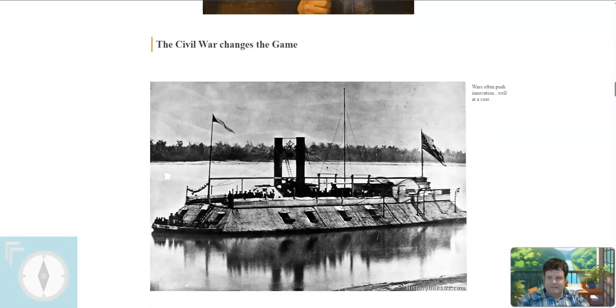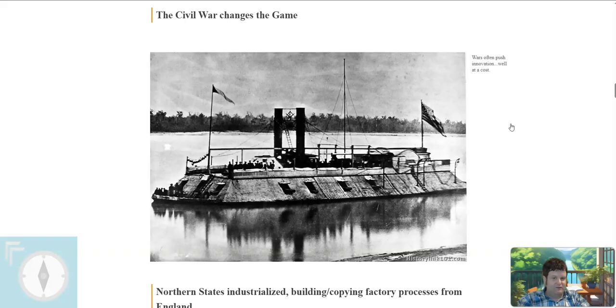Now, leading up to the Civil War, things were starting to change. But the Civil War is going to be a tipping point. Basically, what happens is slavery is a big issue in the Civil War. It's the main issue, quite frankly. But there are other things going on as well. And one of the big issues is an economic divide. The North and the South are diverging economically.